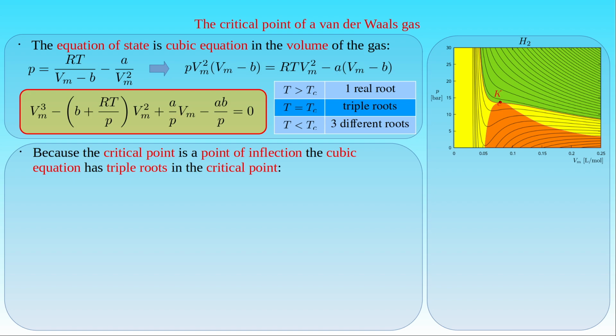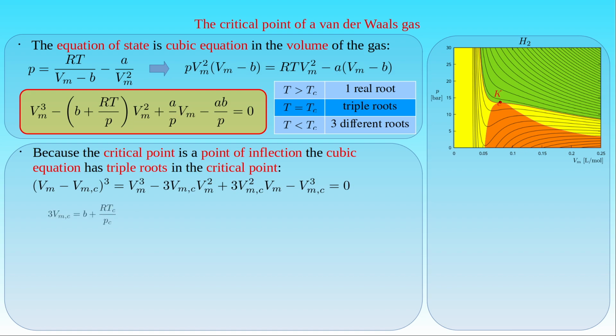The value of the triple roots is the critical molar volume Vmc of the van der Waals gas. As a result, we can write that the cube of the difference between the molar volume Vm of the gas and its critical molar volume Vmc, that is Vm cubed, minus 3 times Vmc times Vm squared, plus 3 times Vmc squared times Vm, minus Vmc cubed is equal to 0. By comparing this equation with the one above evaluated in the critical point, we can identify the multiplication factors in the two equations as follows.